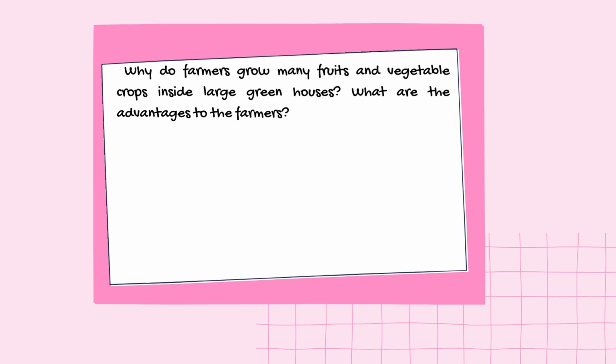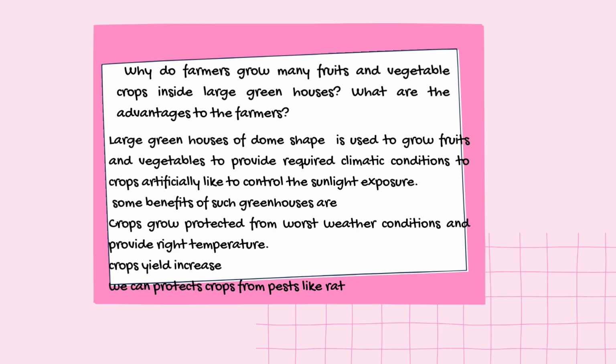inside large greenhouses? What are the advantages to the farmers? Large greenhouses of dome shape are used to grow fruits and vegetables to provide required climatic conditions artificially, like to control the sunlight exposure. Some benefits of such greenhouses are: crops grow protected from worst weather conditions and get the right temperature. Crop yield increases. We can protect crops from pests like rats.